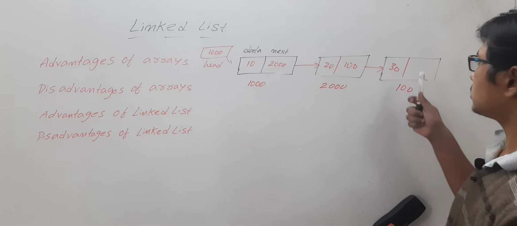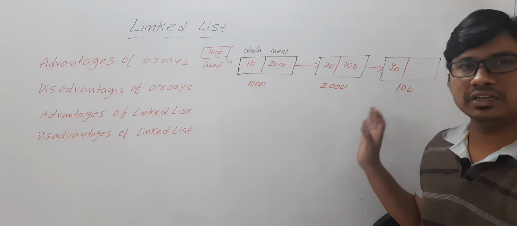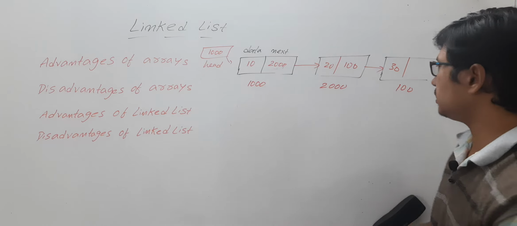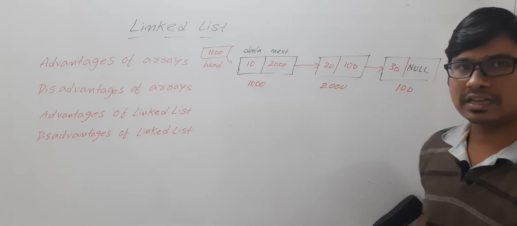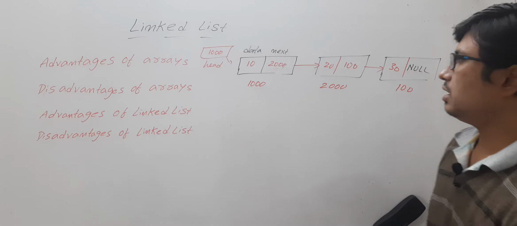Now this is the last node. This is the last node, meaning that this is not pointing to any other node. So here you should maintain the value as null. So it is acting as a null pointer. Are you able to understand?